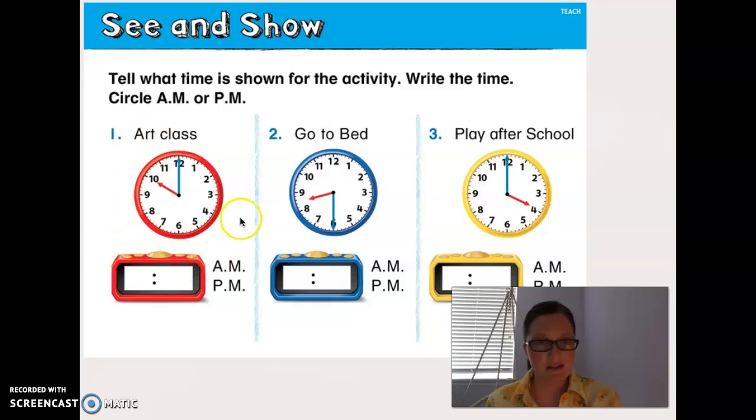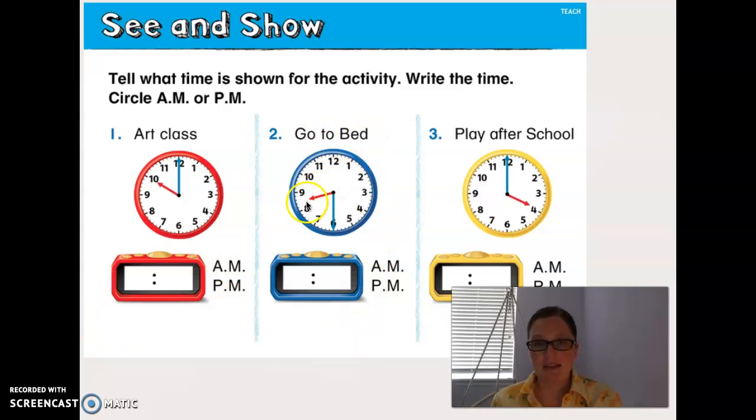So we have art class. The analog clock is showing 10 o'clock. So it's going to be 10 a.m. or 10 p.m. Remember that noon is 12 p.m., so this is going to be before noon, so it's 10 o'clock a.m.